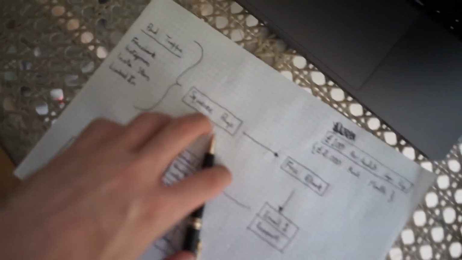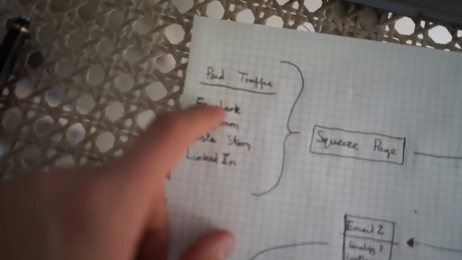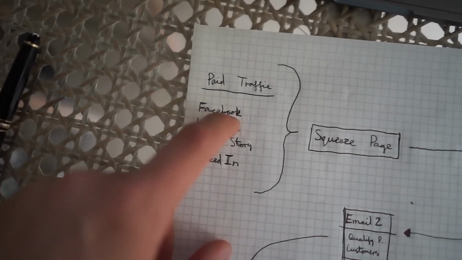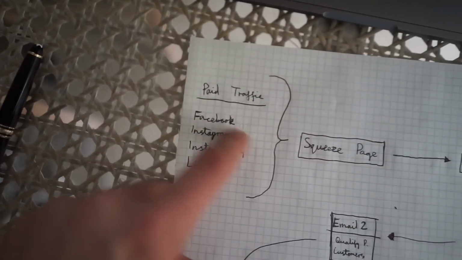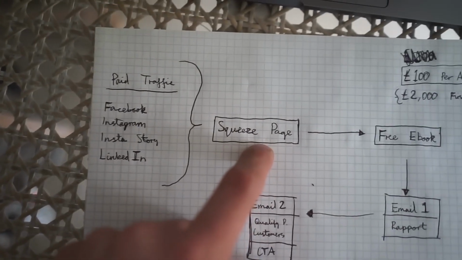So I'm gonna keep this video really raw and uncut. I'm just gonna show you the actual sketch of the funnel. So what you have is paid traffic. Now paid traffic is coming in from Facebook, Instagram stories, and I'm actually about to test out some LinkedIn advertising. This paid traffic comes into a squeeze page. A squeeze page is where you actually collect someone's email in return for some sort of value proposition.